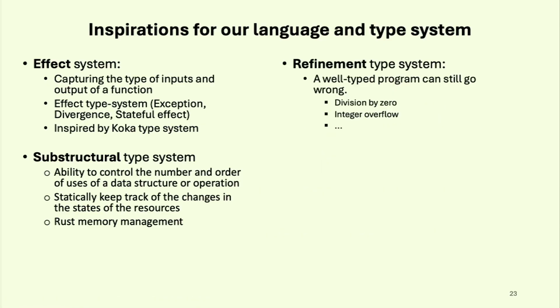Next is the refinement type system, because a well-typed program can also go wrong, for example, if we do division by 0, integer overflow, and so on. For this purpose, we also want to incorporate a refinement type system in our language. So for now, we have in mind that the type system will be a combination of an effect type system, a substructural type system, and a refinement type system.